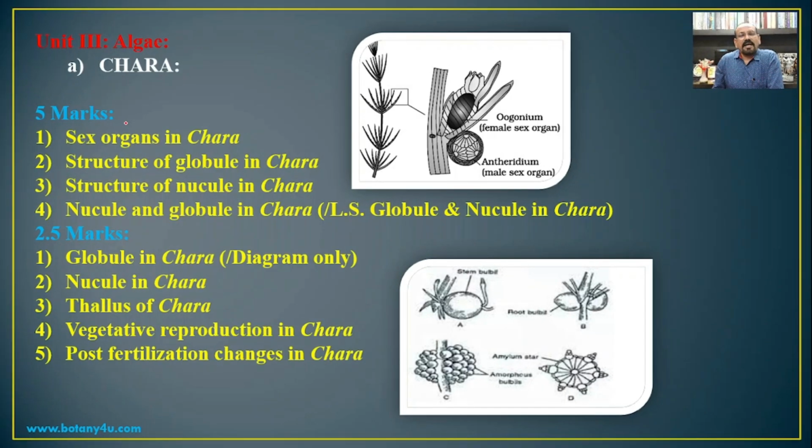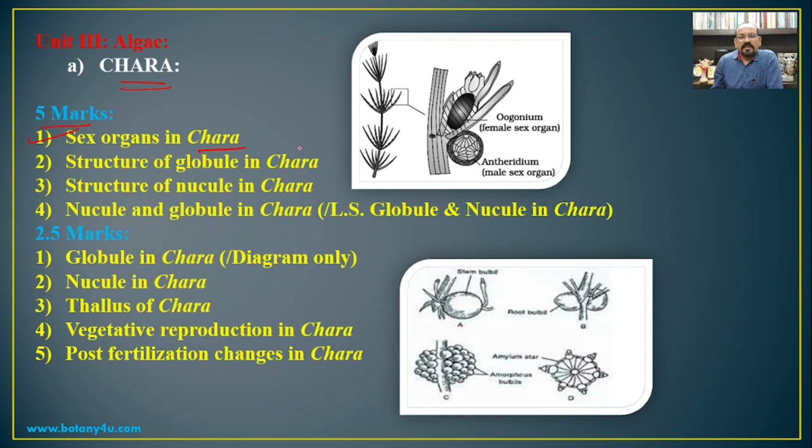In the third unit, as we have seen, there are different genera of algae, of which the first one is Chara. Chara is the most advanced algae and it is found in fresh water or in shallow water bodies like lakes. In 5 mark questions, it is asked: the sex organs in Chara. Specifically, in Chara, the sex organs are developed from the nodal region of the branches of limited growth.